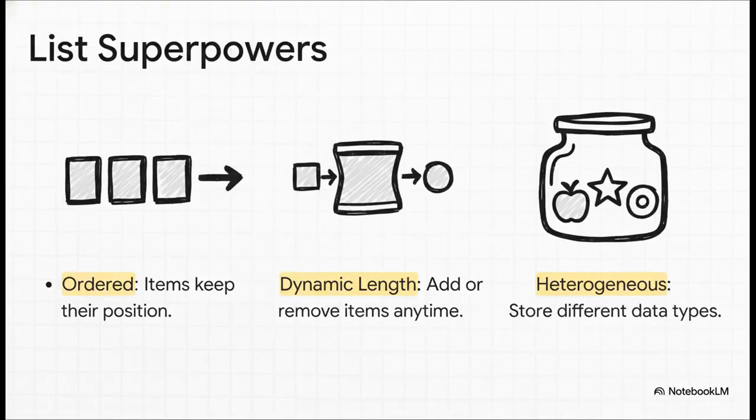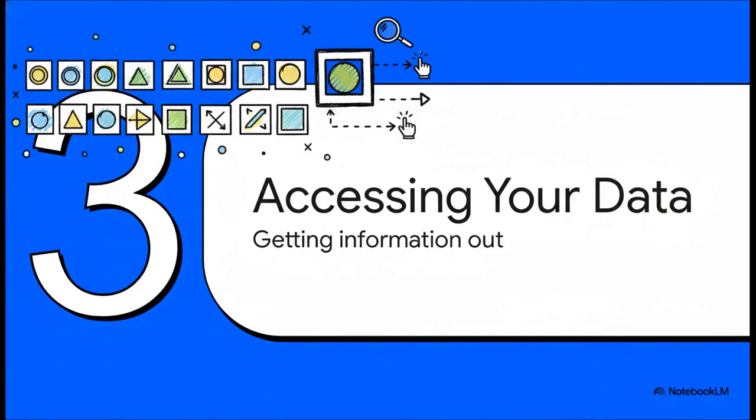Now, Python lists basically have three superpowers. First, they're ordered, which means the way you put things in is the way they stay. Second, they're dynamic. They can grow or shrink whenever you need them to. And third, they're heterogeneous, which is just a fancy way of saying you can mix and match different data types, like text and numbers, all in the same list. Pretty cool, right?